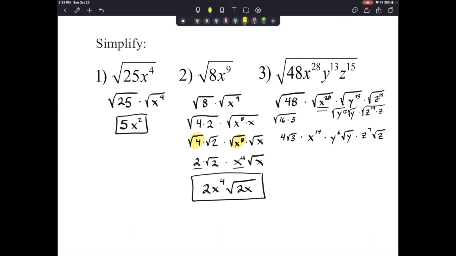All of these pieces that are on the outside, the 4, x to the 14th, y to the 6th, and z to the 7th, can be moved to the front and rewritten as 4, x to the 14th, y to the 6th, z to the 7th. And then we're going to put one radical, and then we'll put whatever's left over inside of there as a product. 3yz. And that is our answer. 4x to the 14th, y to the 6th, z to the 7th, times the square root of 3yz.